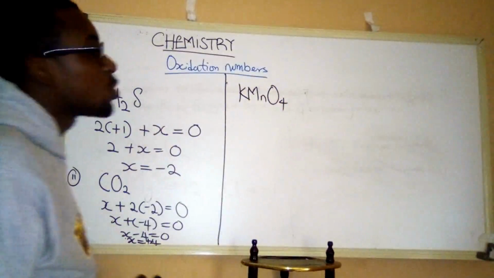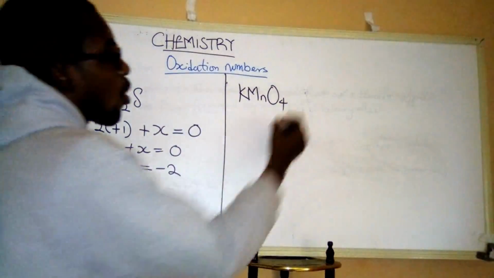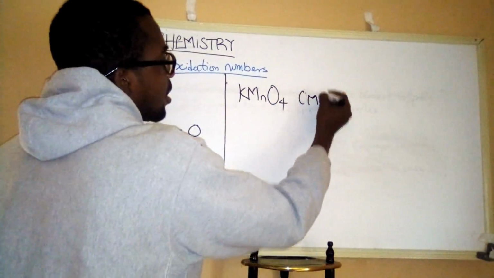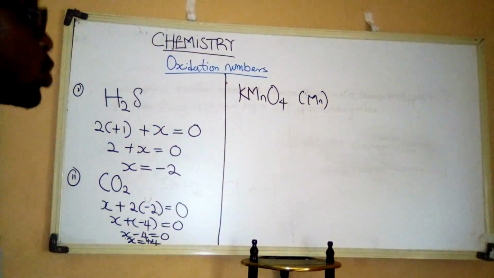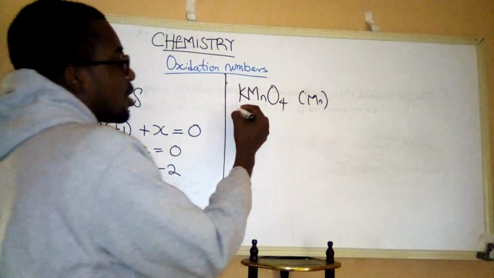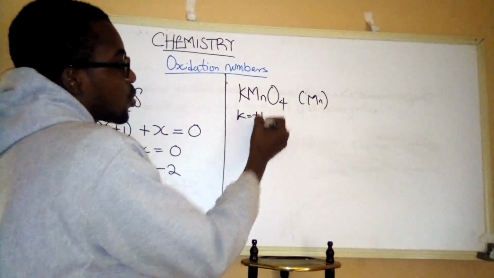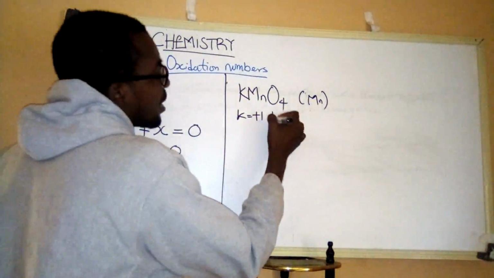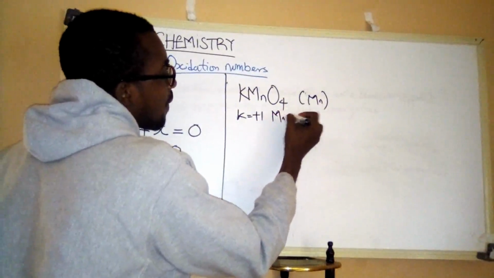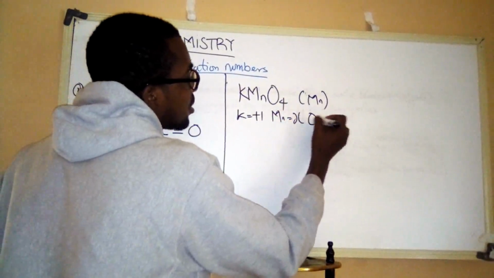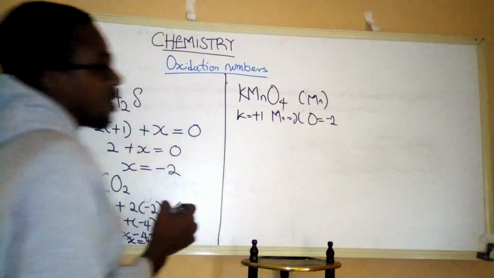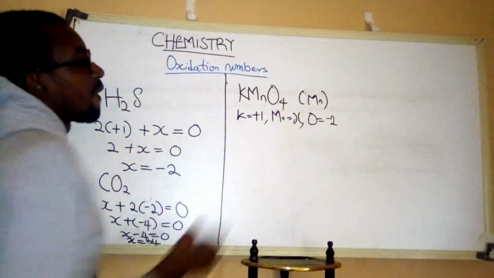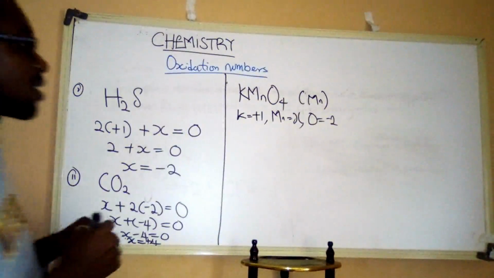And then you're told to find the oxidation number of manganese in this case. Now, you should know as a chemistry student that the oxidation number of potassium is +1 because it is a group 1 element. And then for manganese, it's unknown. Oxygen is -2.